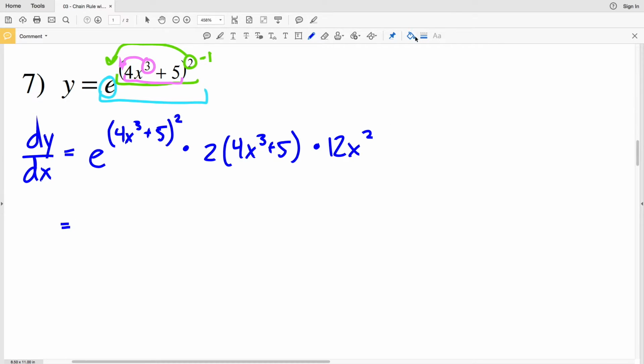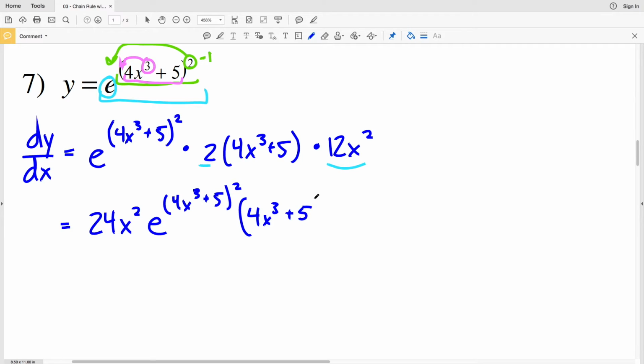Now, simplifying, I'll combine 2 with 12x squared to get 24x squared, and that will get multiplied by e to the 4x cubed plus 5 squared, and that term will get multiplied by 4x cubed plus 5. So again, this is 24x squared times e to the exponent of 4x cubed plus 5 squared, and that's all multiplied by 4x cubed plus 5.